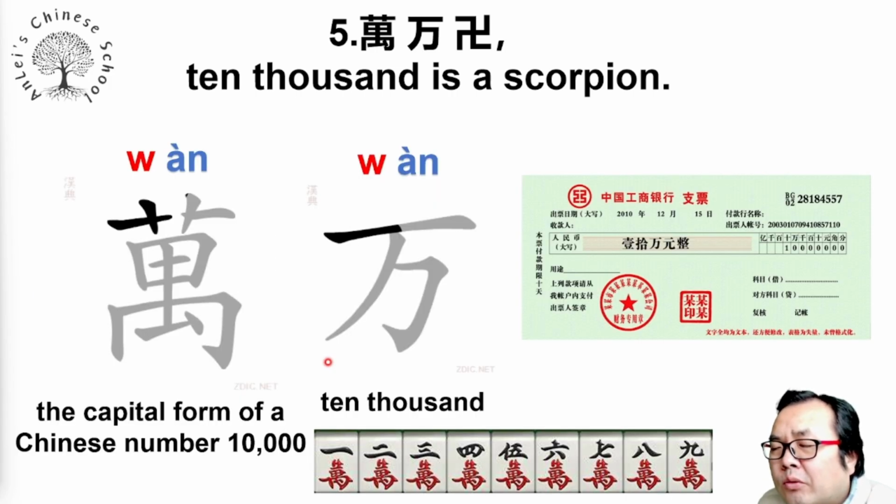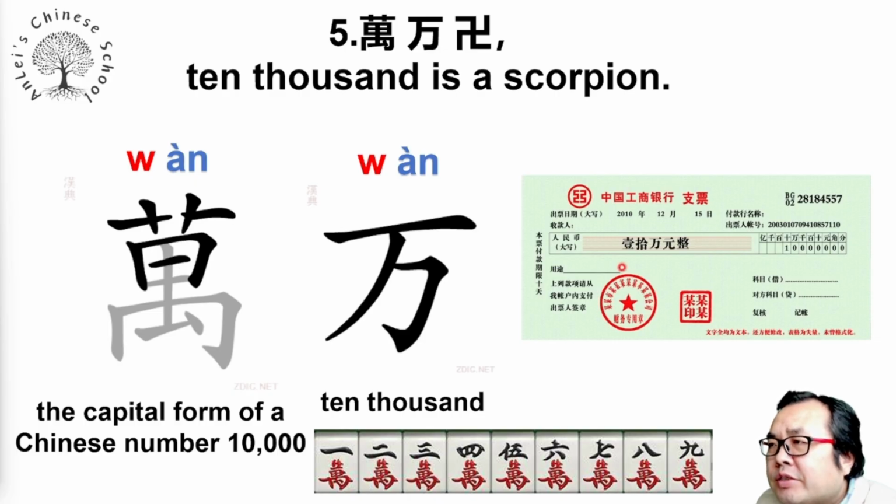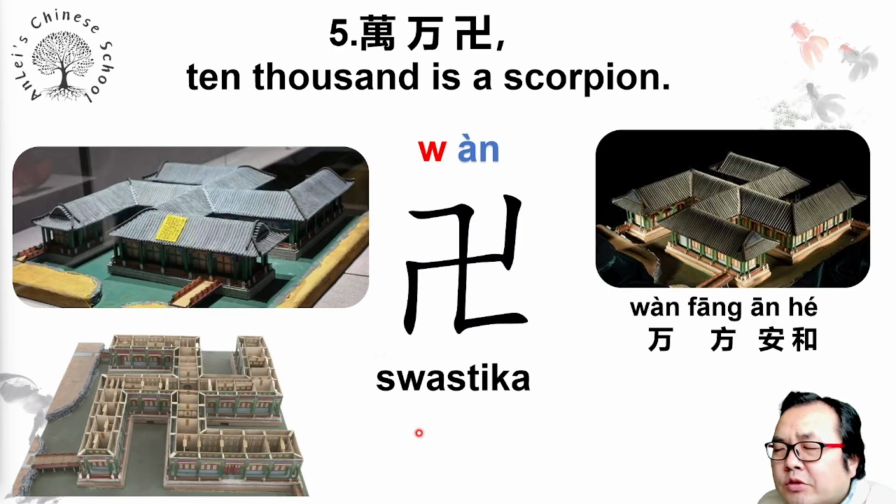万, 10,000. You can see here on the check, even this 10,000 is simplified. But when we play mahjong, we still use this traditional Chinese character. In the Yuanmingyuan Garden, also known as the Old Summer Palace, there's one architecture called Wan Fang An He, 10,000 directions, peace and harmony. This building was surrounded by lake on four sides, so the emperor would go there in summer. It's very cool. Because the Manchurian rulers believed in Buddhism, this garden was burned down by the Anglo-French forces in 1860 during the Second Opium War.